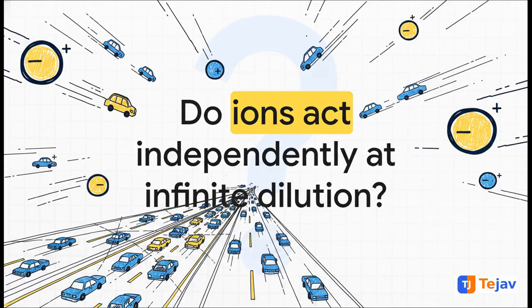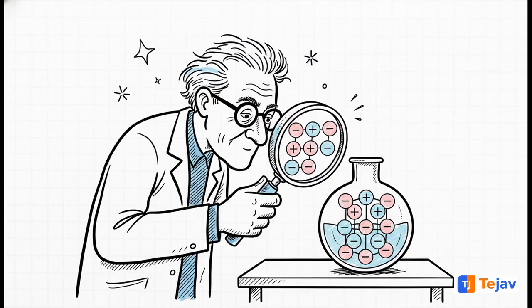Think of a busy highway during rush hour, right? Cars are packed in, constantly slowing each other down. But what if you took almost all of those cars off the road? The few remaining cars could drive at their absolute maximum speed, completely ignoring whatever else is out there. Well, in a solution, ions act the exact same way when you add enough water. And this idea, this brilliant little concept, is captured perfectly in Kohlrausch's law.